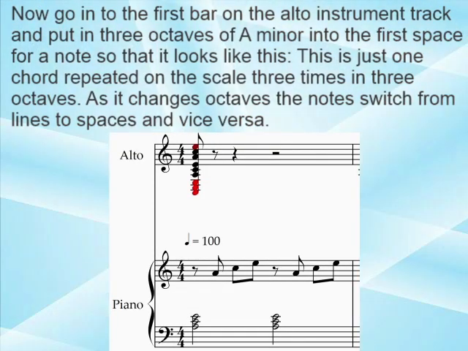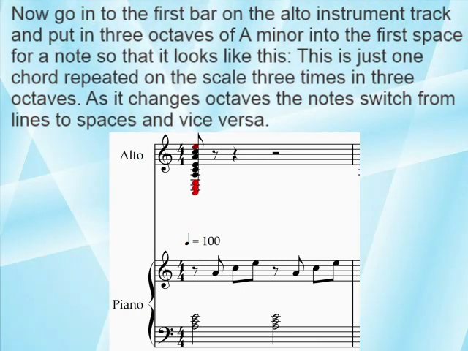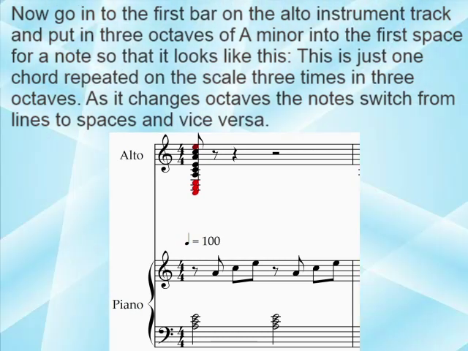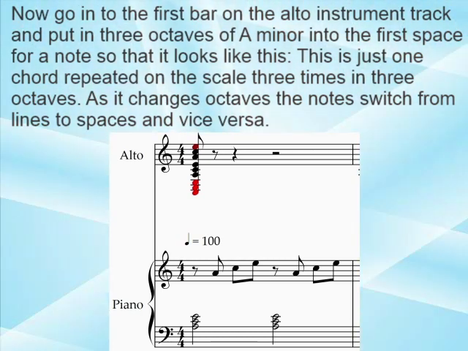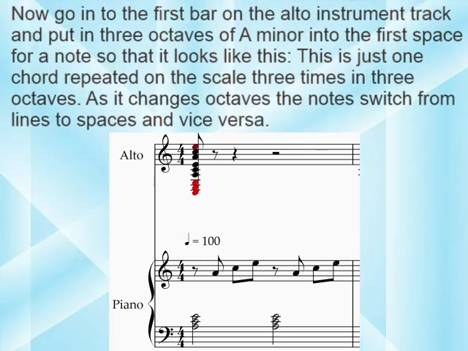Now go into the first bar on the alto instrument track and put in 3 octaves of A minor into the first space for a note so that it looks like this. This is just one chord repeated on the scale 3 times in 3 octaves. As it changes octaves, the notes switch from lines to spaces and vice versa.